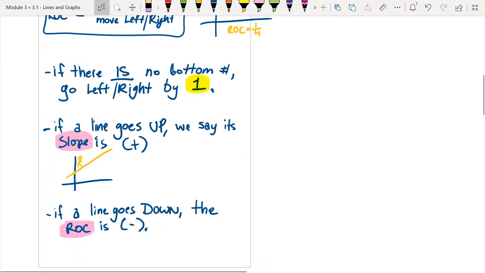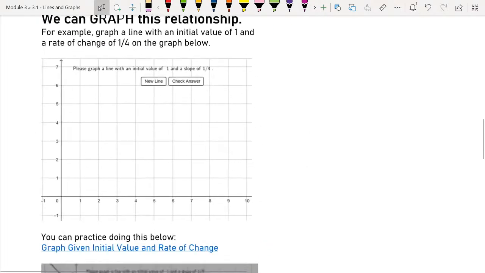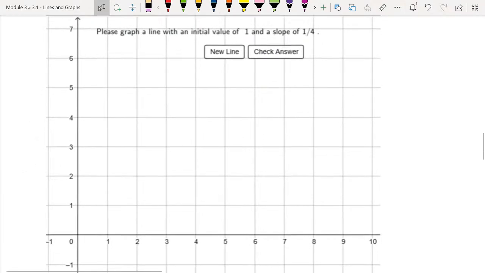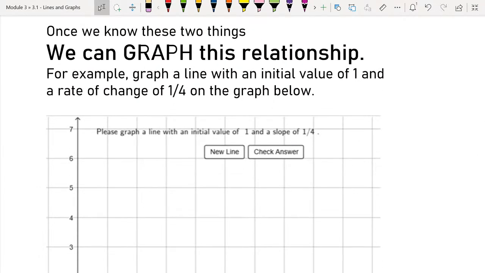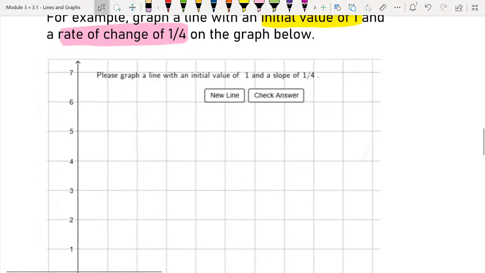Do we have that? No rush. All right, then let's take a look. Here we have an equation, and it says we want to graph a line on here, and what two things do we want to do? We want to have an initial value of 1. Great. And a rate of change of 1/4. Good.